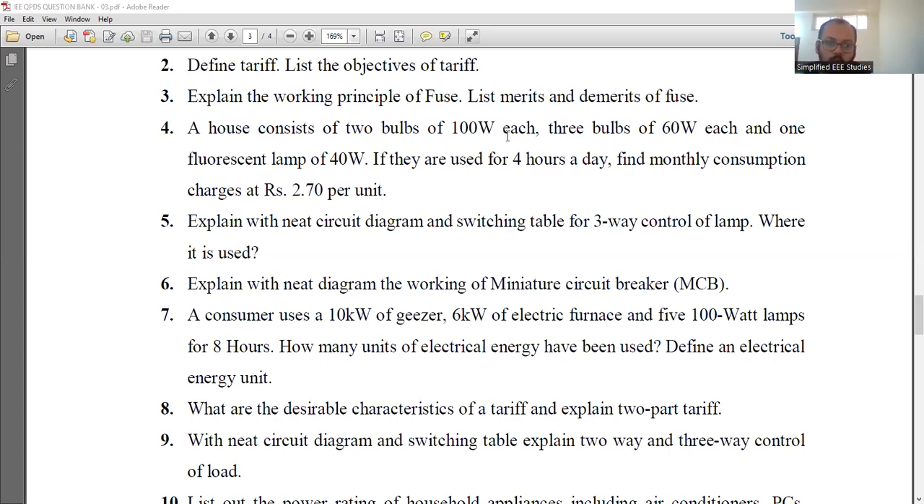Similarly, another type of problem which I already showed you once how to solve. For the total consumption, remember that this 100 watts you have to convert into kilowatts. Why? Because all the quantities they have given are in kilowatts. So remember that point. Rest of the things are fine.